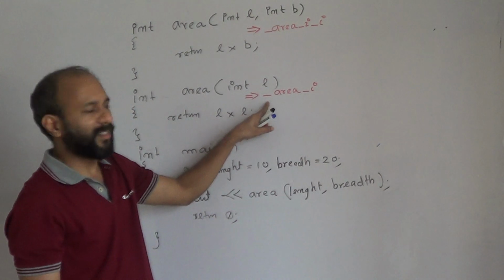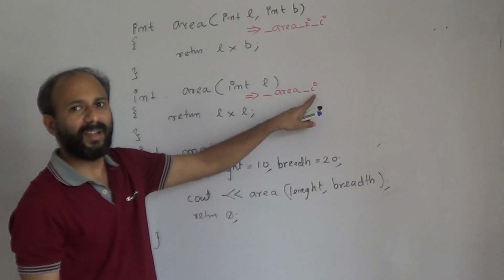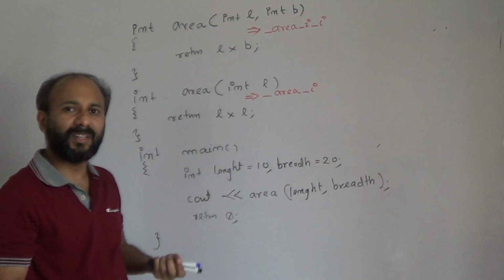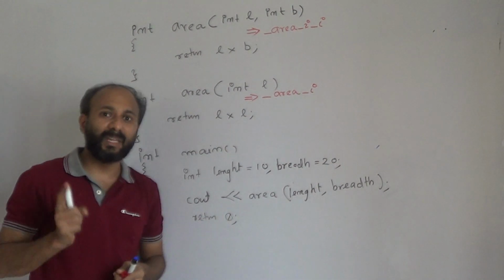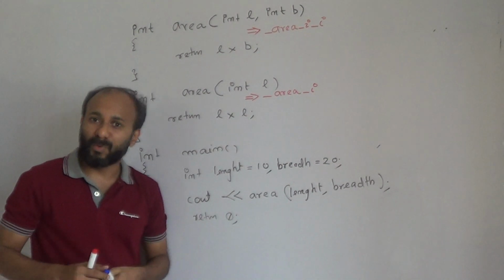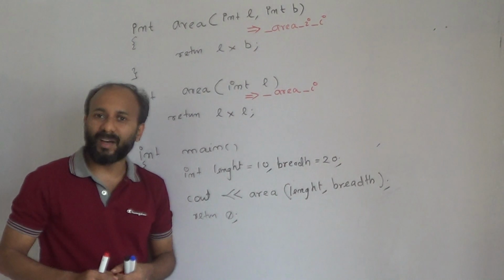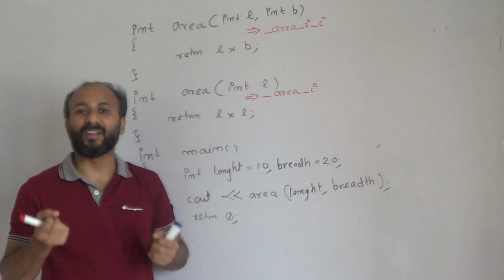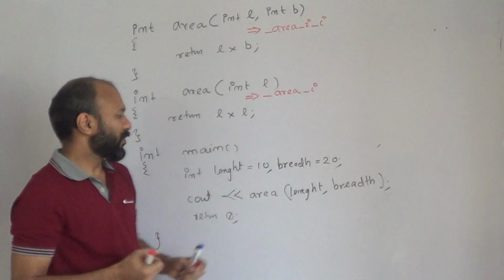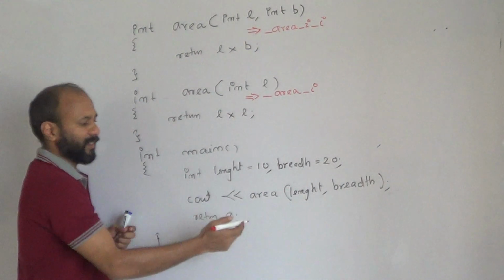Here the name of the function is underscore area underscore I. So there is no confusion at all. Now the compiler is renaming the function with the help of the number of arguments, type of the arguments, and order of the arguments. Now you can see there is a function invocation.